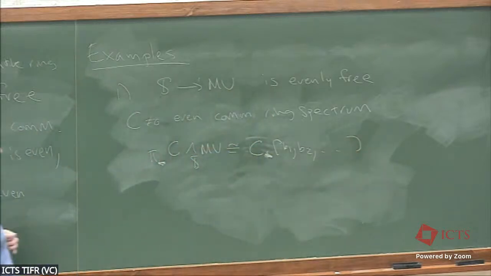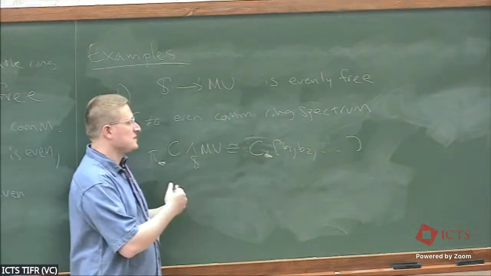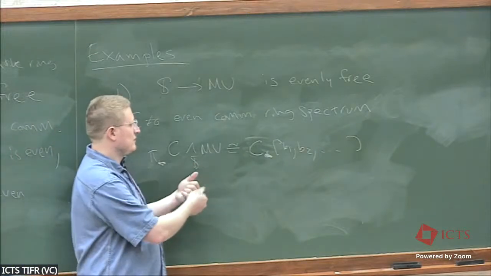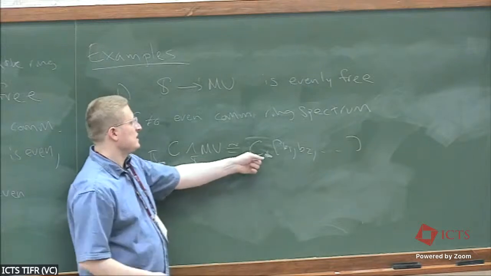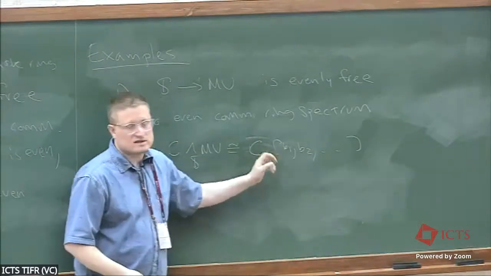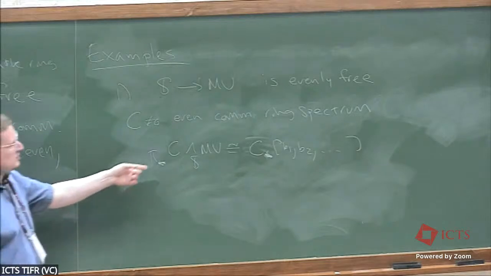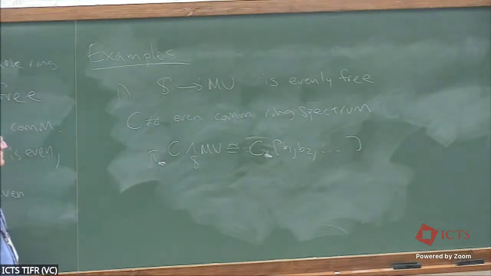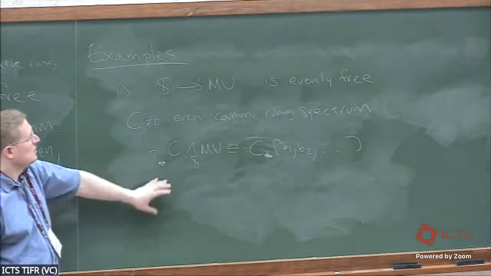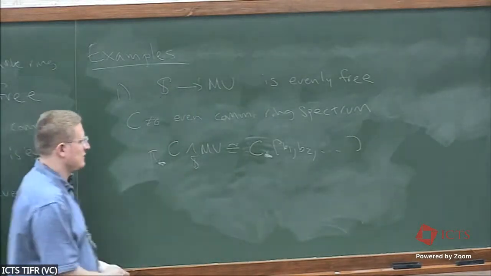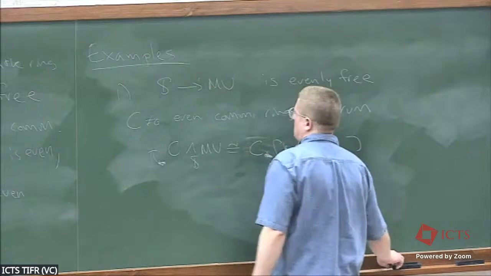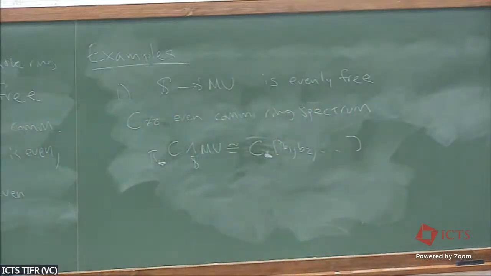And then you can use this to produce maps from even suspensions of C into this, produce an equivalence, and then you get that this is a non-zero wedge of even suspensions of C from that. So this is an evenly free map. This is one of our favorite evenly free maps.